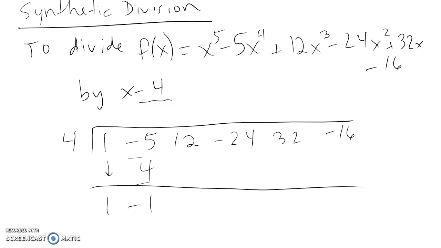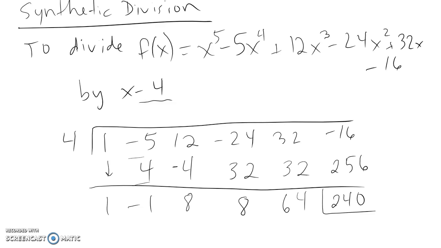I repeat that process over again. I multiply negative 1 times 4, which is, I'm sorry, negative 4. I add 12 and negative 4, which gives me 8. I take 8 times 4, which is 32. I add negative 24 and 32 to get 8. 8 times 4 is again 32. I add 32 and 32 to get 64. And then 64 times 4 is 256. And when I add negative 16 and 256, I get 240.